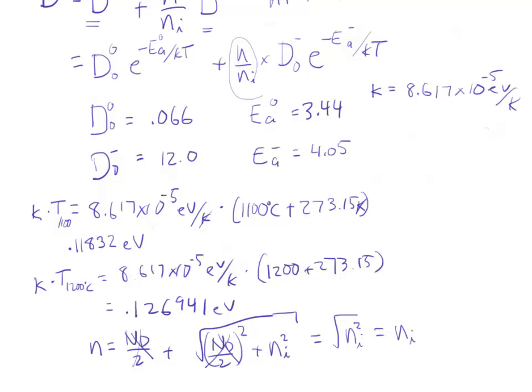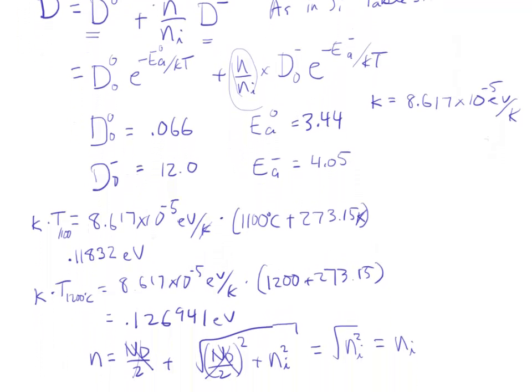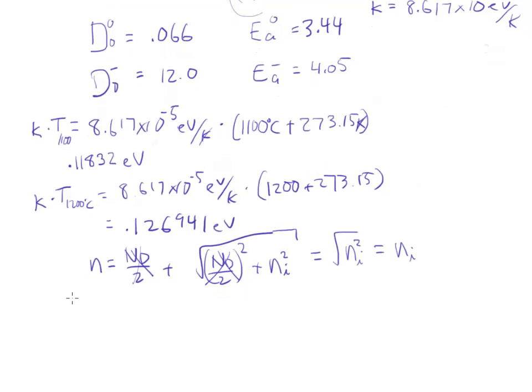So if we look back up at this equation, this term will be n sub i over n sub i, and so that's going to come out to be 1, so this factor is just times 1, which makes it go away. Alright, so now I can plug in my numbers, and so let's take a look at that.